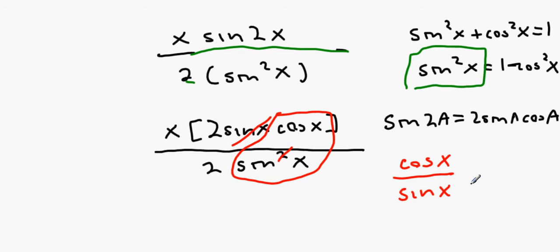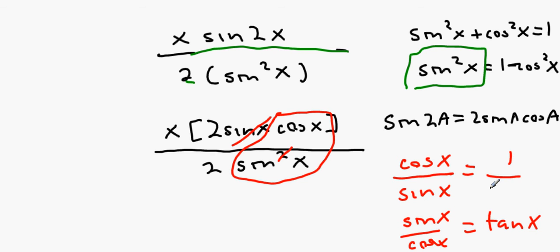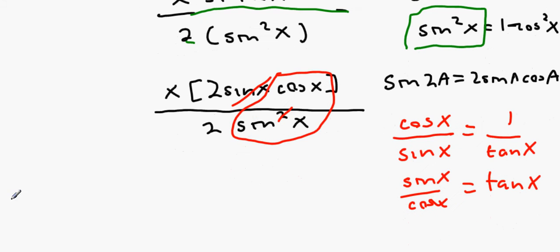Now, we know that sine x over cos x is tan x, because this is in your tables on page 13. So this means that if you invert both sides, cos x over sine x is 1 over tan x. So what we can do now is say that there's a 2 on top here, so the 2's can actually cancel as well. So what we're going to be left with is x multiplied by 1 over tan x.